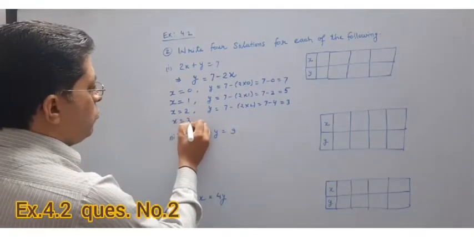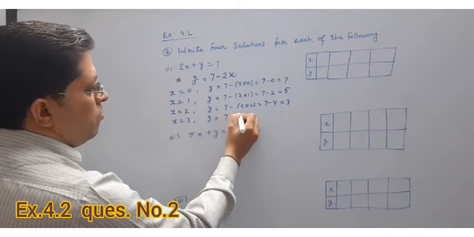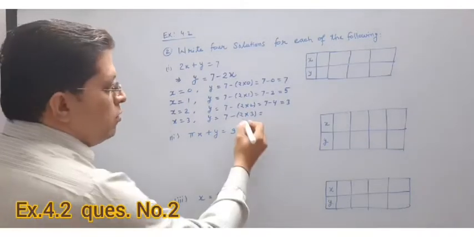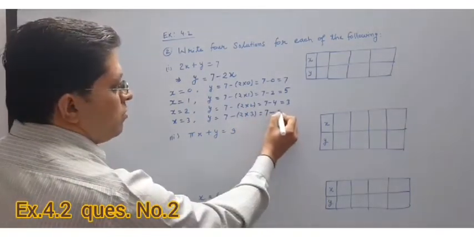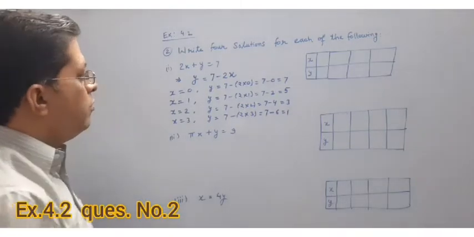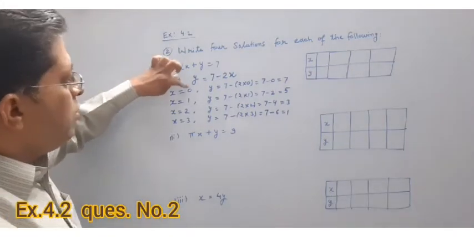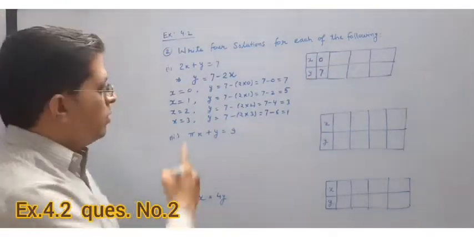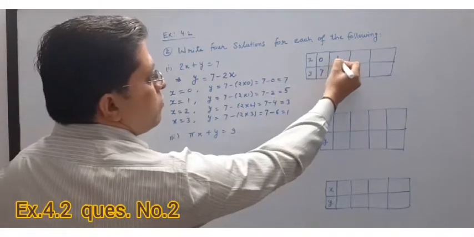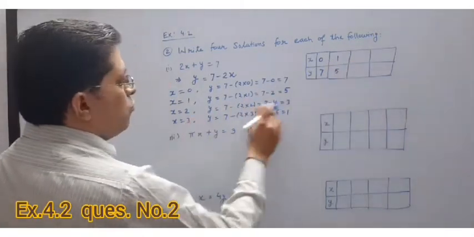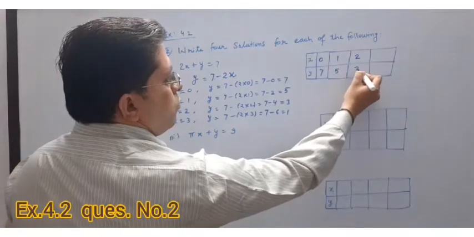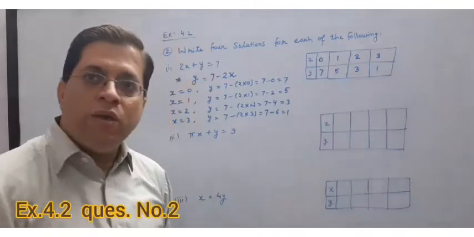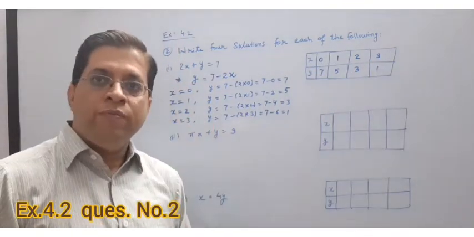And x is equal to 3. Then y will be 7 minus 2 into 3. In place of x I am putting the values. Okay, so 2 3s are 6. Then 7 minus 6, 1. Then what to do is you see here. If x is 0, y is 7. X is 1, y is 5. X is 2, y is 3. X is 3, y is 1. Like this way you have to find 4 solutions of it.